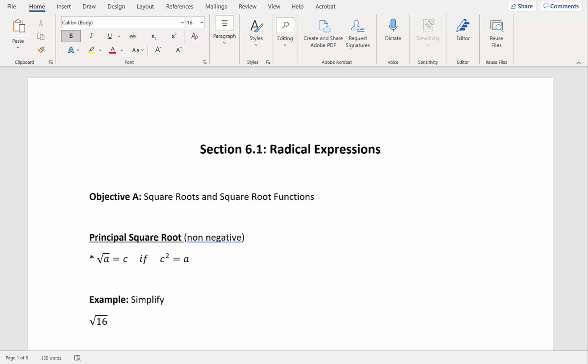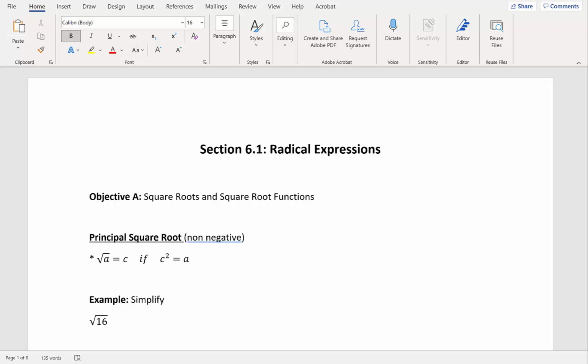In this video, we'll take a look at section 6.1, which is on radical expressions. Now, our first objective is we're going to take a look at square roots and square root functions. Now, principal square root, what this means is non-negative. Okay, so we're going to take a look at the non-negative solutions for square roots.